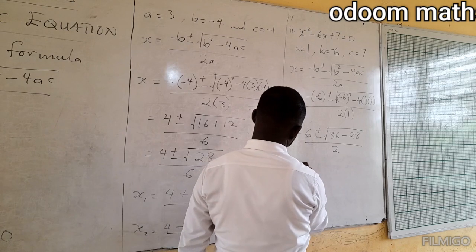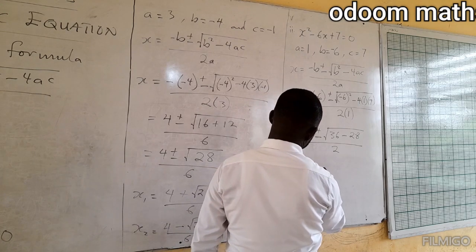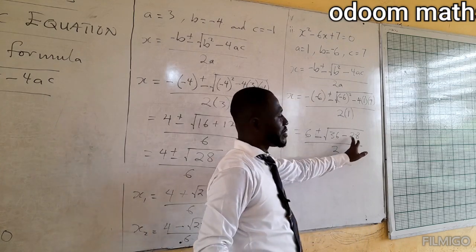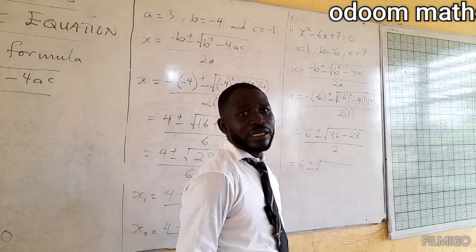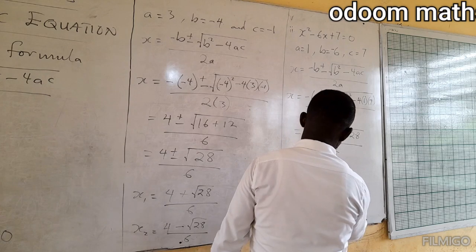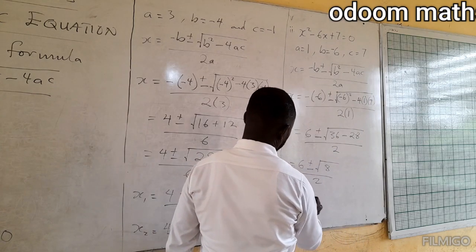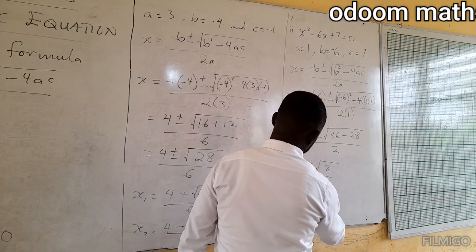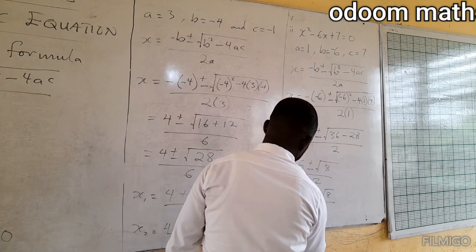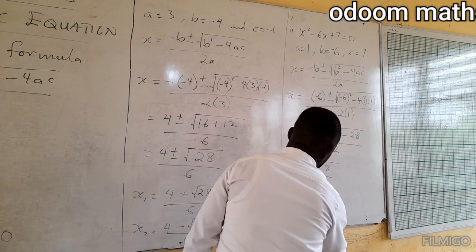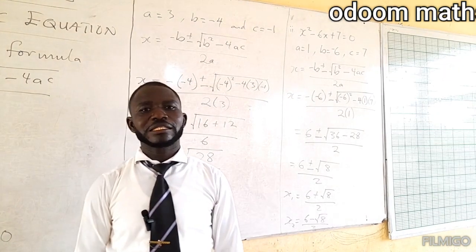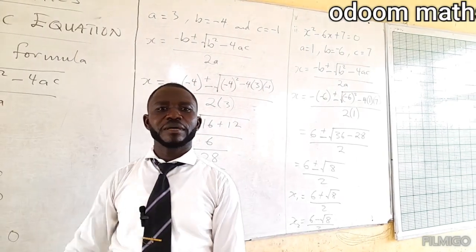So let's try to simplify this. 6 plus and minus square root of 36 minus 28, which is 8, over 2. So the first answer for x becomes 6 plus square root of 8 over 2, and the second one becomes 6 minus root 8 over 2. So that is that. When you go, you try more examples using these three methods. Thank you.